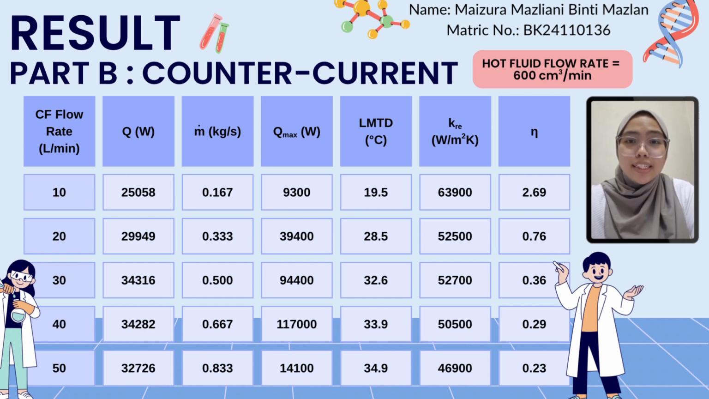And finally, let's discuss efficiency. Interestingly, at low flow rates, specifically 10 liters per minute, our calculated efficiency exceeded 1.0, reaching 2.69. This isn't an error. It occurs because the cold fluid's heat capacity limits the maximum possible heat transfer, allowing our highly effective countercurrent exchanger to surpass the conventional baseline. As flow rate increases, efficiency decreases as we approach the system's practical limits.